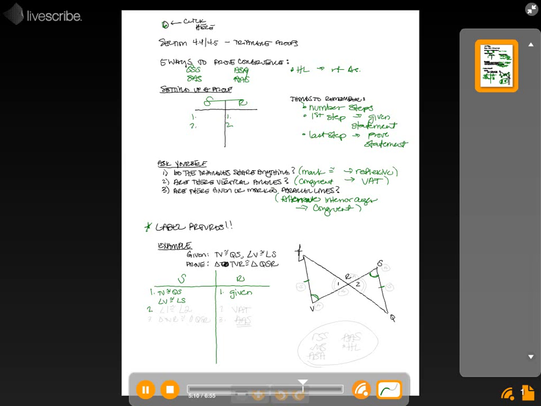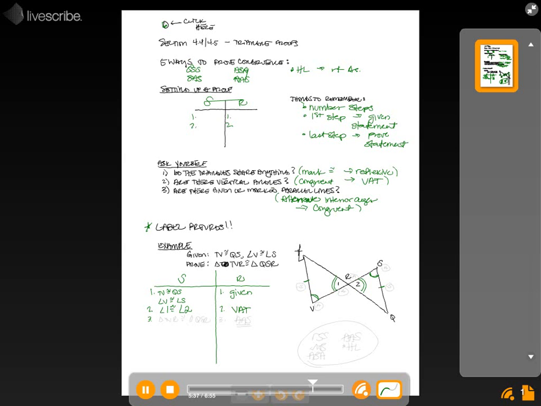Okay, vertical angles. Well, I do see vertical angles here. I see angle 1 and angle 2, and I know that they're congruent because they are vertical angles. So step 2, angle 1 is congruent to angle 2. Your reason should be the vertical angle theorem. I don't see any marked or given parallel lines, so we're going to skip question 3.